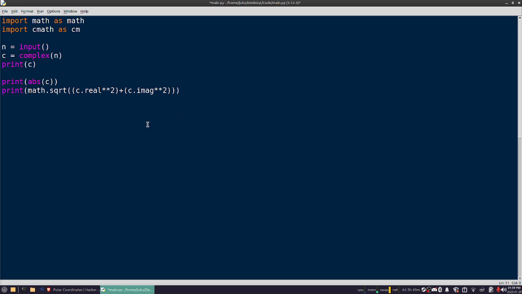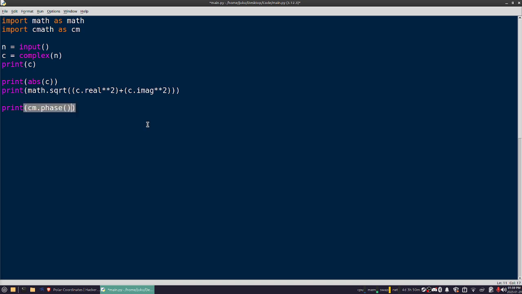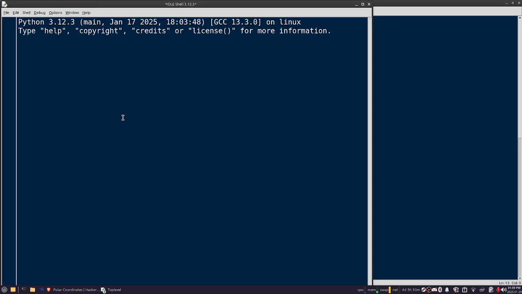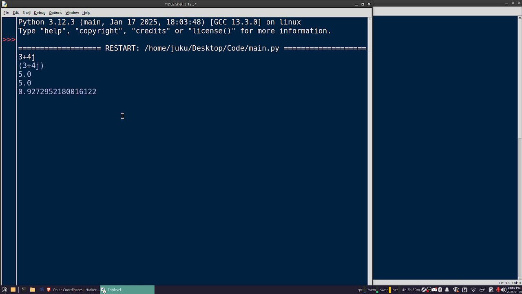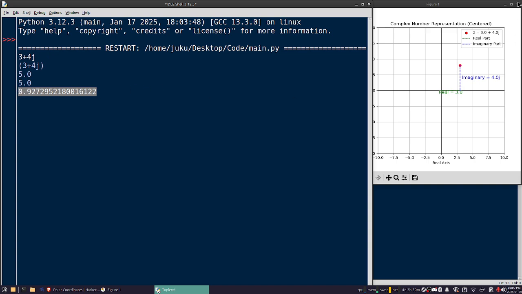First I can just show you what answer we get when we do phase. We can simply print cm.phase, as it shows on the HackerRank page. We just pass in our c, which equals 3 plus 4j. And that's 0.927. That's in radians, which is basically the angle in radians.